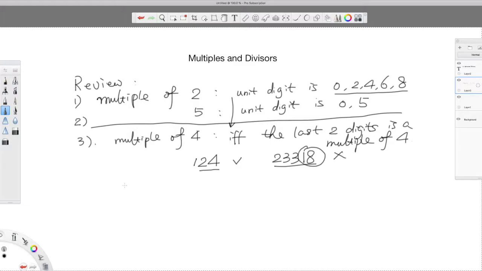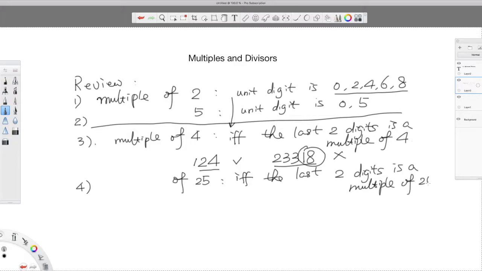This has a very similar property to the property of multiples of 25. If and only if a number is a multiple of 25, if and only if the last 2 digits are a multiple of 25. So you see that 4 and 25 are actually kind of twin brothers. They have exactly the same property.